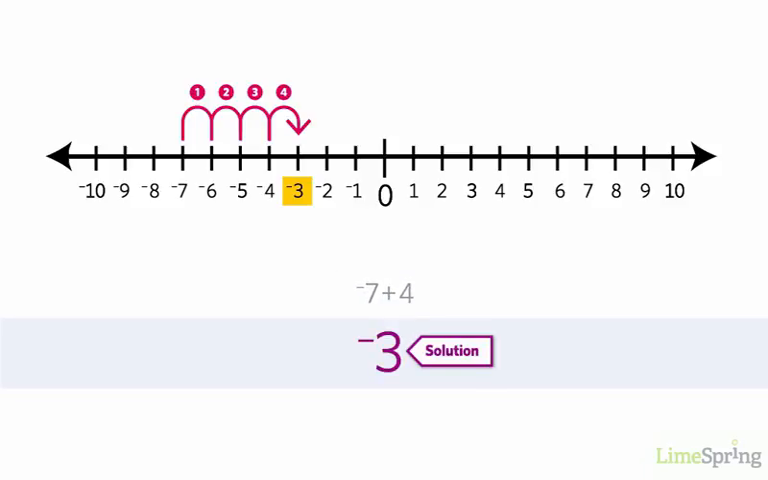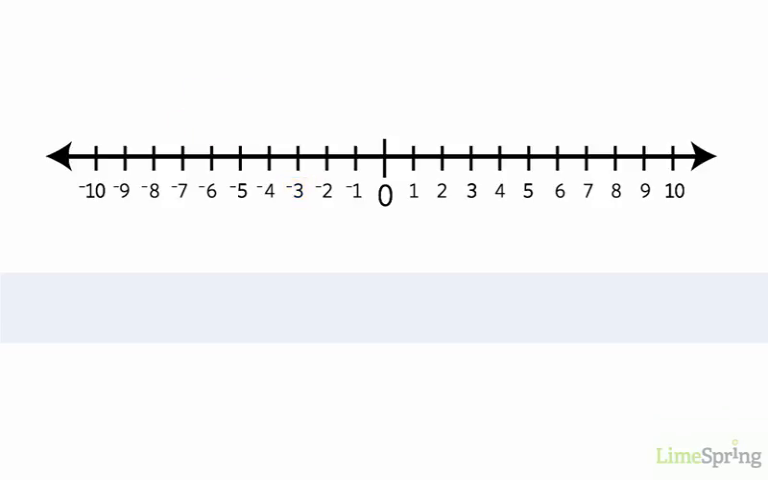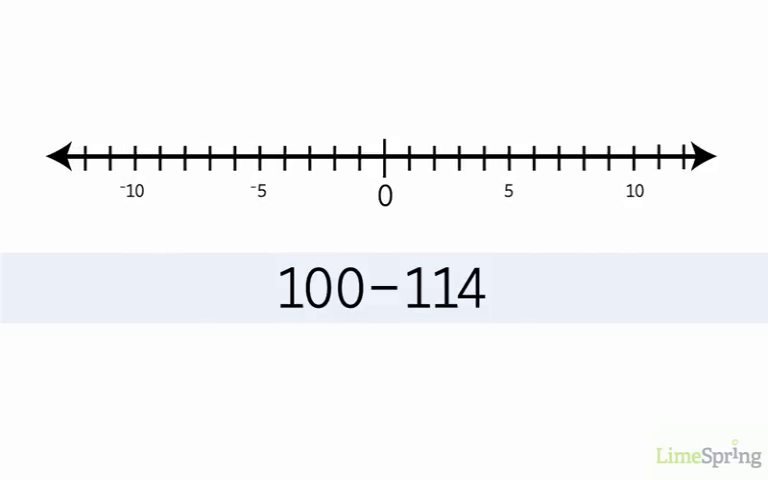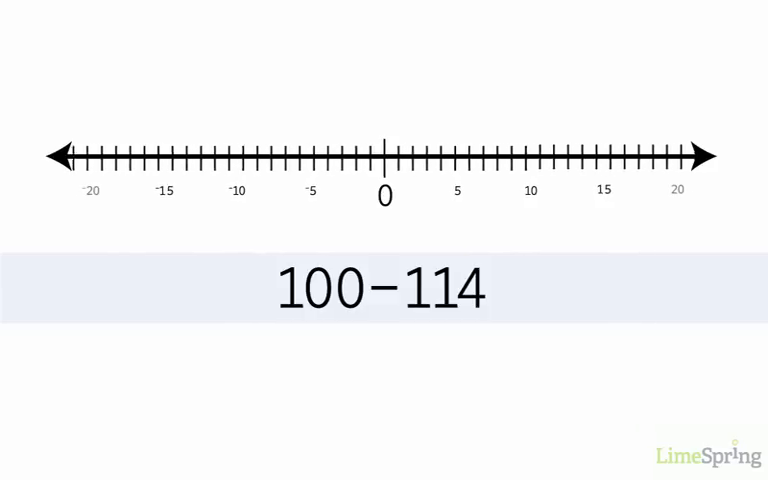Okay, great. So why don't we use number lines to solve every problem that involves negative numbers? Well, I think we can both agree that number lines are great for small numbers, but what about when the numbers get bigger? For instance, what if we were asked to solve the problem 100 minus 114? Clearly, we need a better way to solve this problem, because no one wants to sit around and draw a number line that's over 100 numbers long.